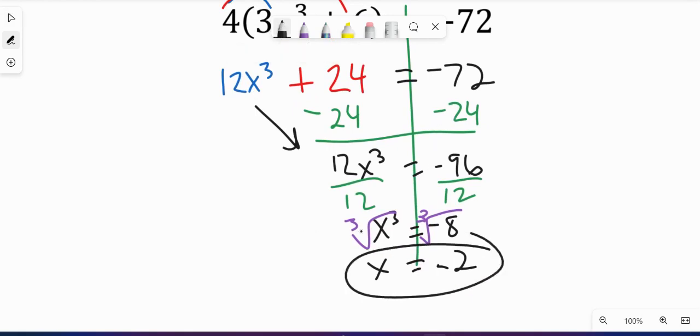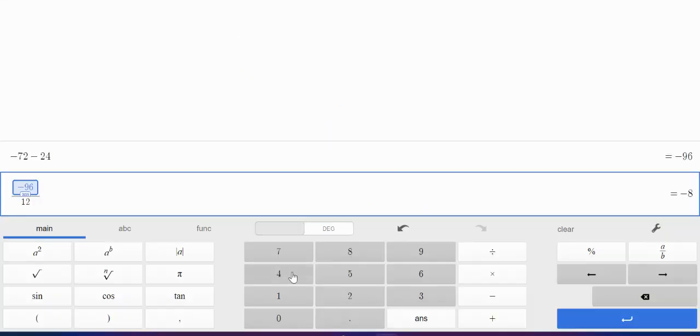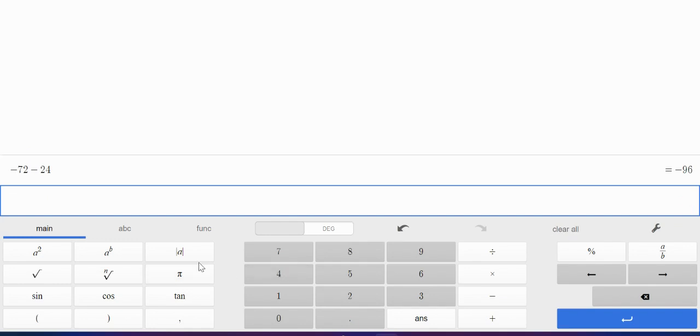So when you take the cube root of both sides, and this 3 is a little messy. There we go. When you take the cube root of both sides, the cube root of negative 8, if I do that in the calculator, again, cube root of negative 8 is negative 2, just negative 2, one answer when it comes to the cube roots.